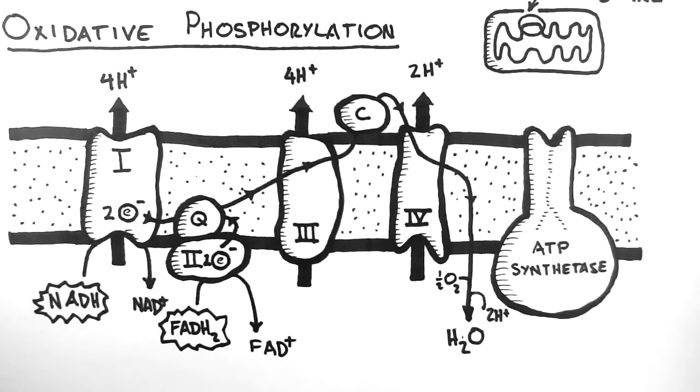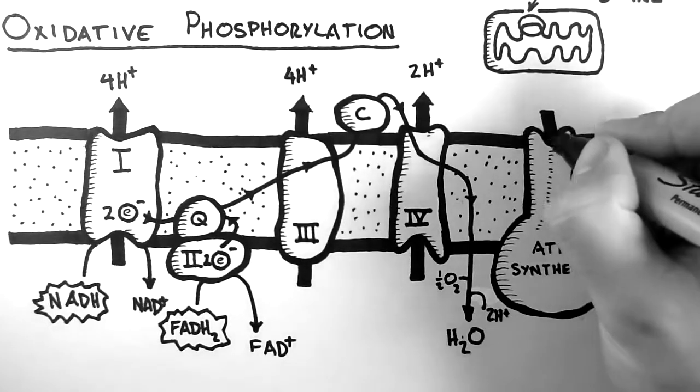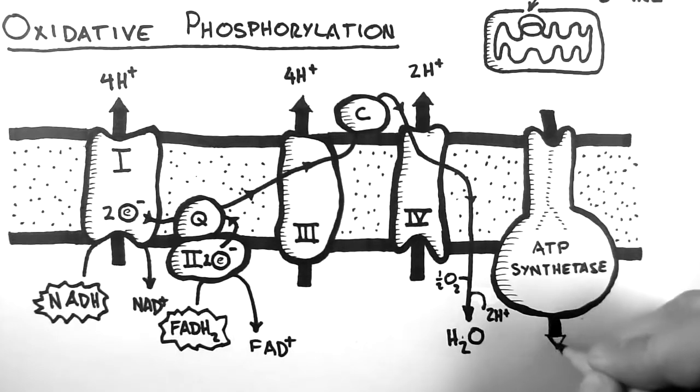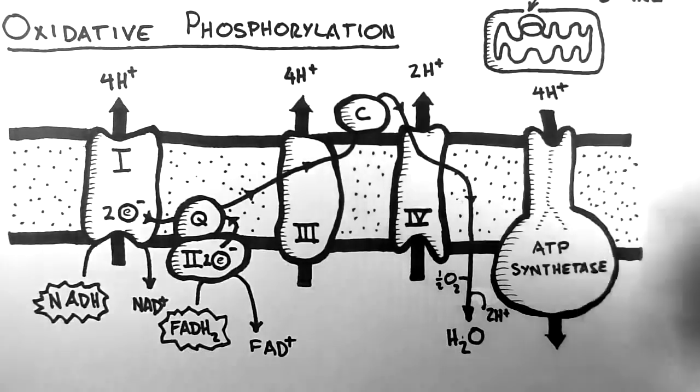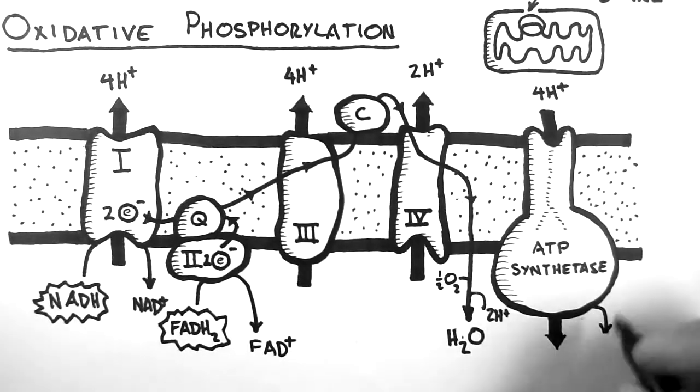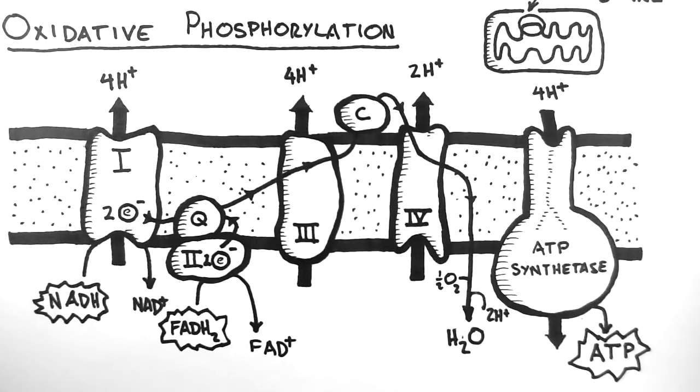Finally, these protons then flow back down their electrochemical gradient through the ATP synthetase. For every 4 protons that flow through the ATP synthetase, a single ATP is produced. I should just say that different textbooks will quote different numbers here. I've quoted the number from Lehninger's Principles of Biochemistry, 5th edition.